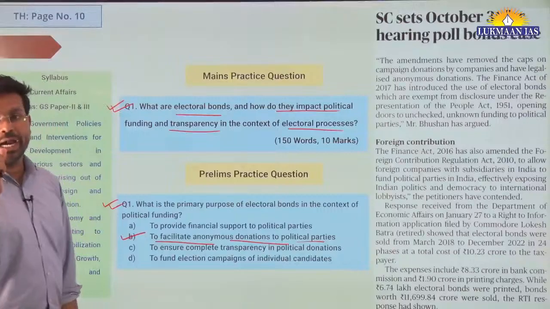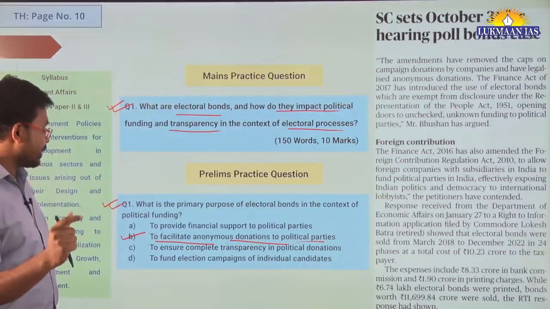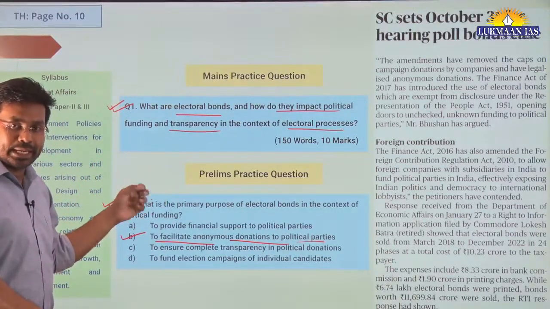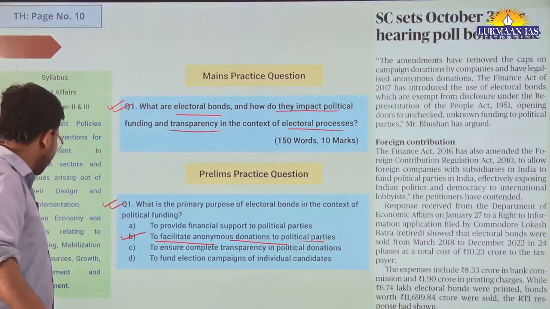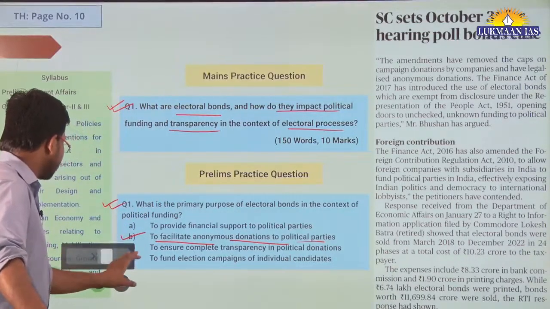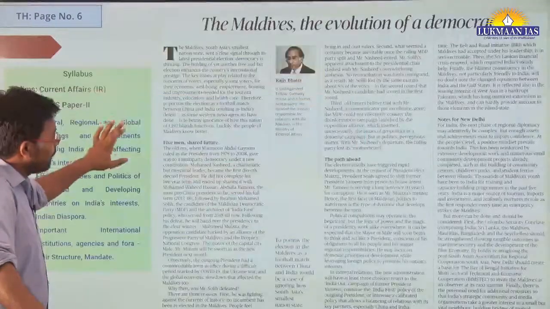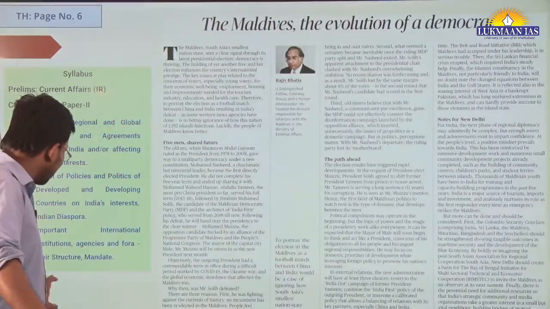So we have to identify the most appropriate answer. Okay, others may also be correct to some extent, but we have to identify the most appropriate answer to this question. So having understood this, now let us move to another topic.